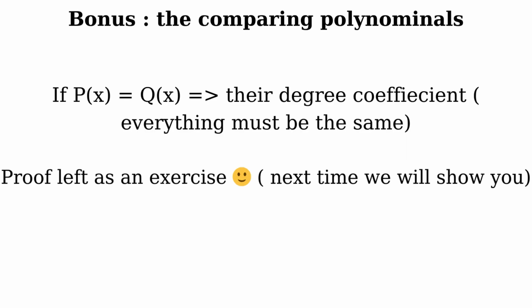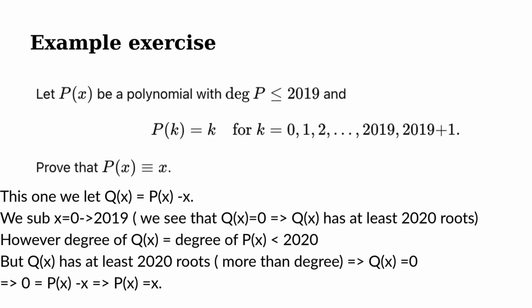One last note: if two polynomials p of x and q of x are equal, then everything about them must match. Their degree, their coefficients, and of course, their values. We'll leave the full proof as an exercise for you. And next time, we'll show you why this simple fact is so powerful. Here is our small example. In this exercise we can see that by using the substitution method and applying the tools skillfully, we have solved the problem.